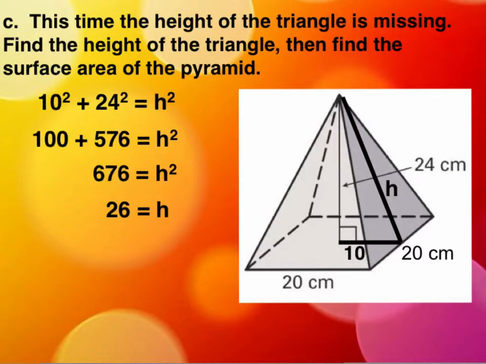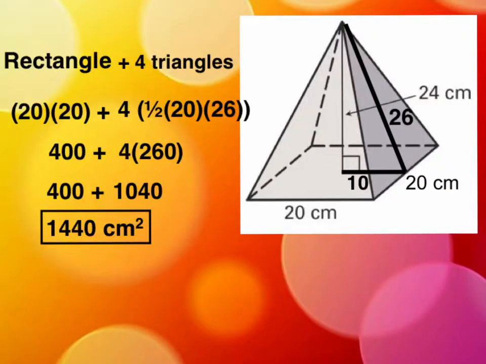So by Pythagorean theorem, 10 squared plus 24 squared equals h squared, which is what we're looking for. And then h ends up being 26. So now we have our height that we would need to find the area of the triangles. Once again, we're not using any standard formula except for the area of a triangle.